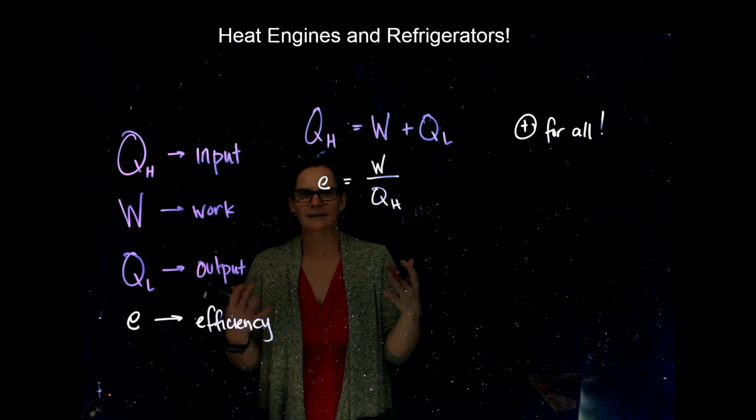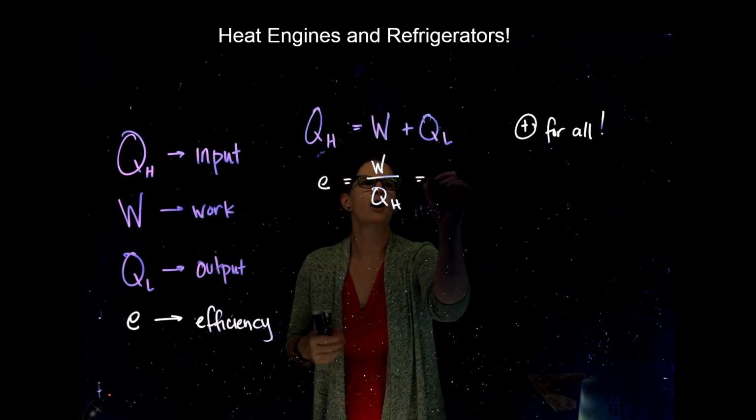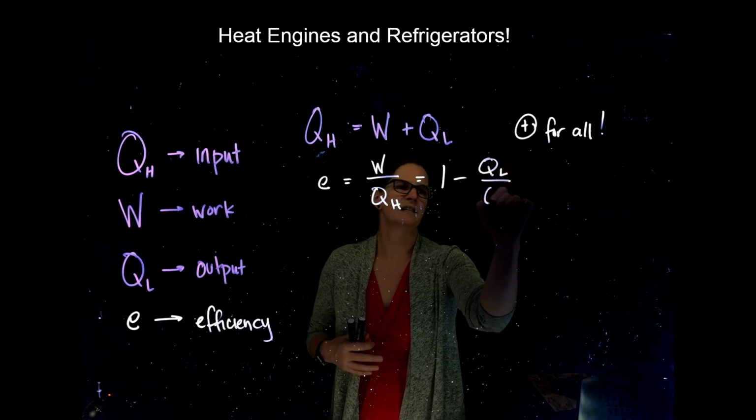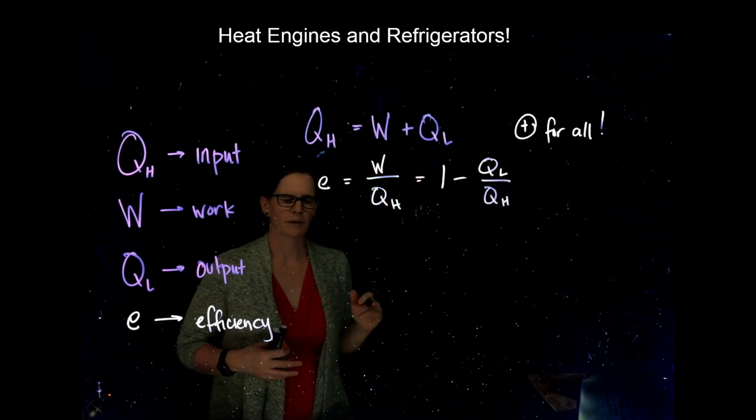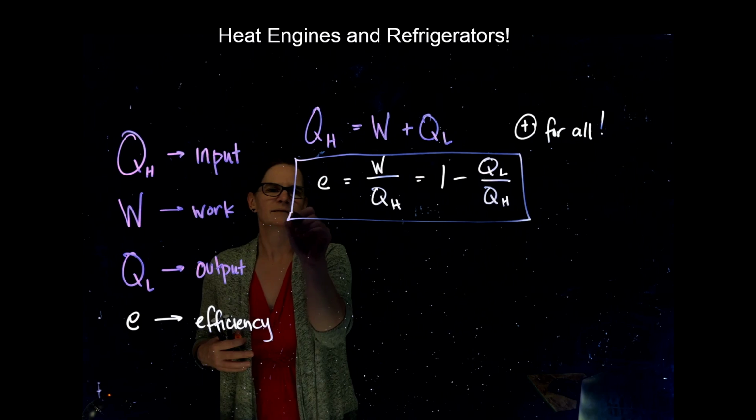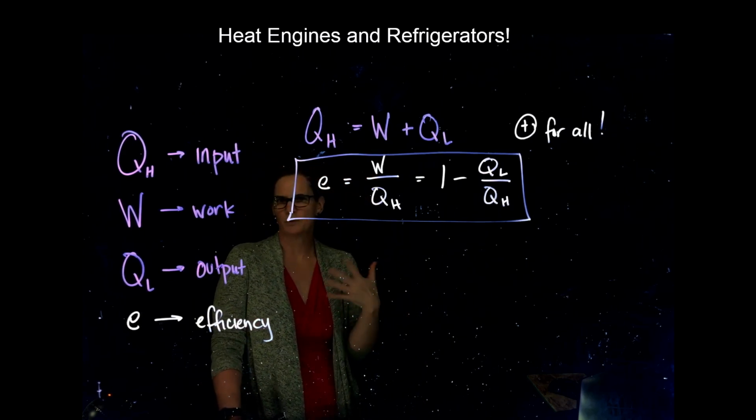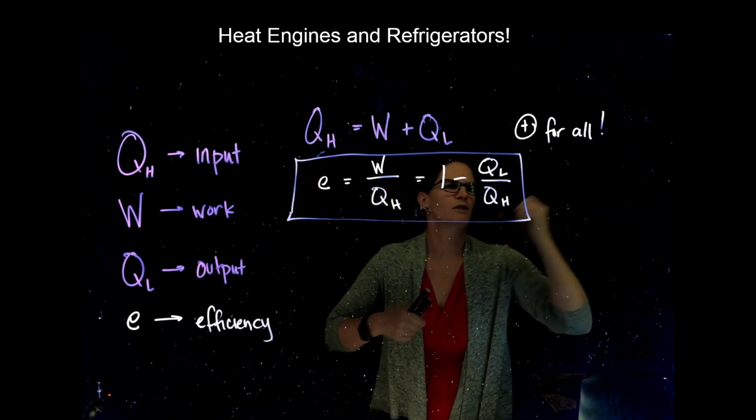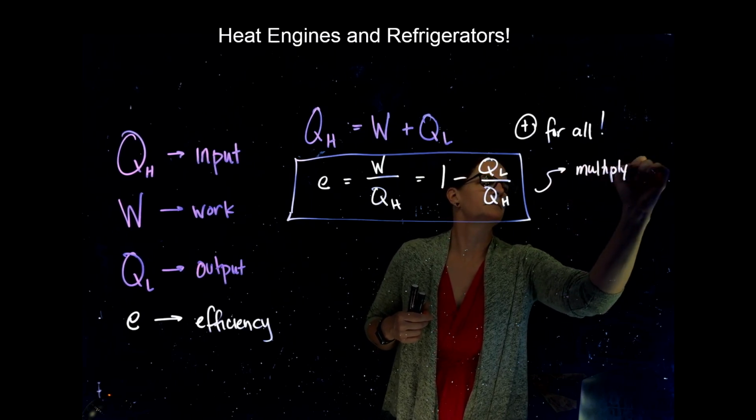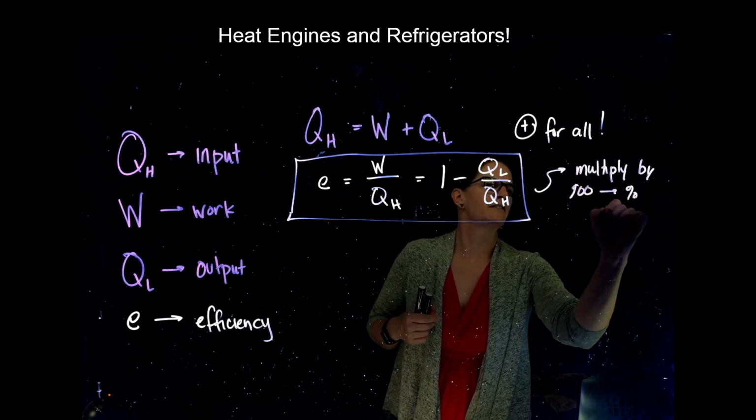Now, if we rewrite this equation and substitute our relationship up here, this also equals 1 minus the ratio of the waste to the input. You can do that algebra. Okay, so this is our efficiency relationship. All right, how efficient is our engine? Now, we often talk about efficiencies in percentages. So if I want to convert this to a percent, I would multiply by 100 to get the percent efficiency.